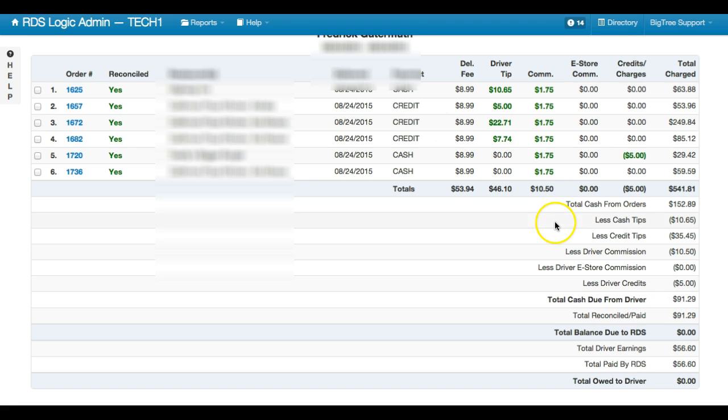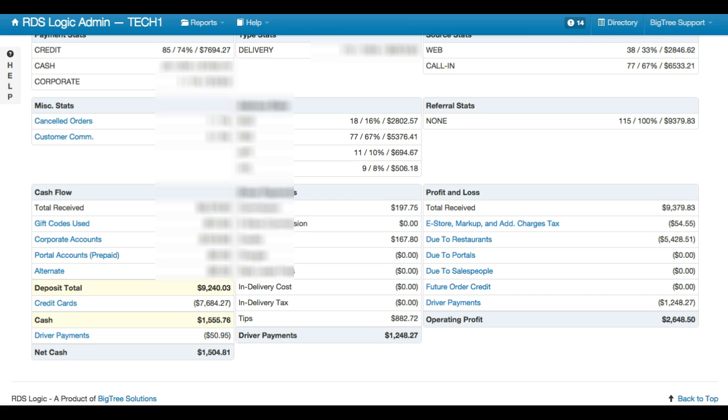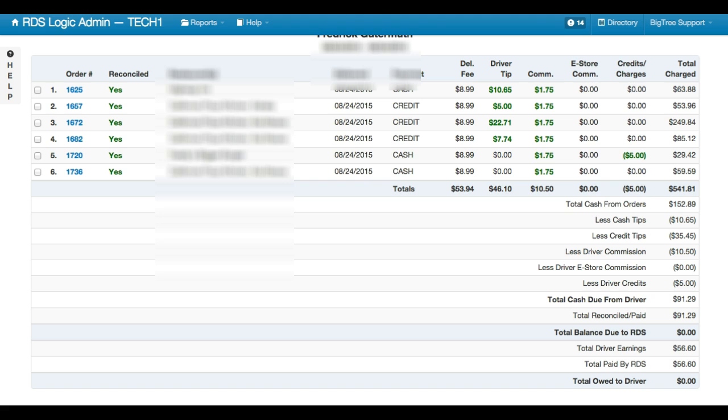So now let's go back to this, and you'll see this could be a little confusing because you're saying, well, we paid this driver $56.60, and on this report it's saying we only paid $50.95. So the reason it's showing that is because the total tips, although they have $46, $10 of that is actually not coming from the house money. It's coming from a cash tip.